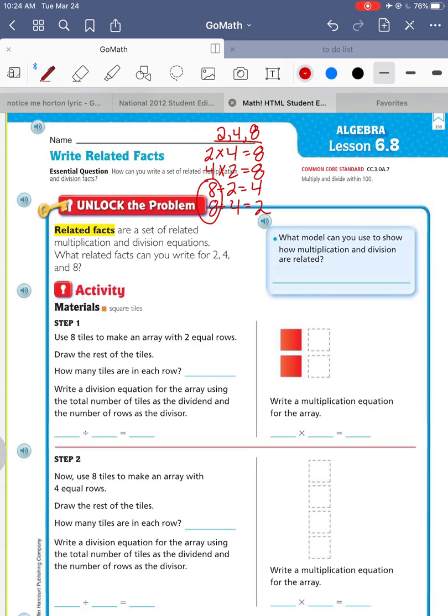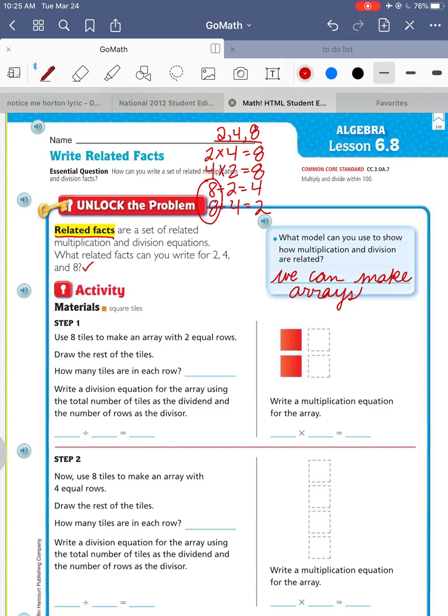So down here, they ask, what model can you use to show how multiplication and division are related? If you look down at the bottom of the page, they're building arrays. So one way to figure out the related facts is to make arrays. Write that in the blue box. So related facts are a set of related multiplication and division equations. We already did this part up here.